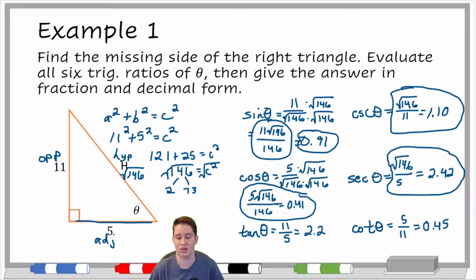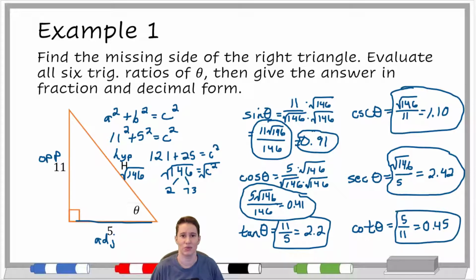So now, in order to make sure that we've answered the question here, it says evaluate all 6 trig ratios of theta, give the answer in fraction and decimal form. So we have on each of these a fraction answer that is in its best form. In other words, it's rationalized, it's simplified, although none of these we were able to simplify. But if we could have simplified a fraction, we would have, because that's good math to do. But we have our fraction answers and we have our decimal answers. So I think we achieved what they wanted us to achieve.